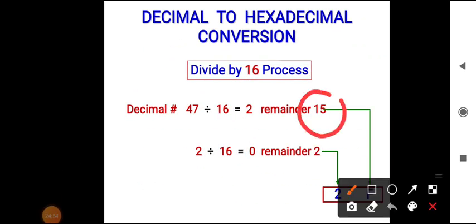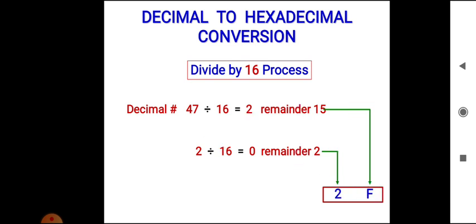So 15 is the remainder. Okay, and again we have divided with 16, we will get 2 as the remainder. So this 15 value means F, and the 2 value I am writing as 2. So 2F is the hexadecimal number.